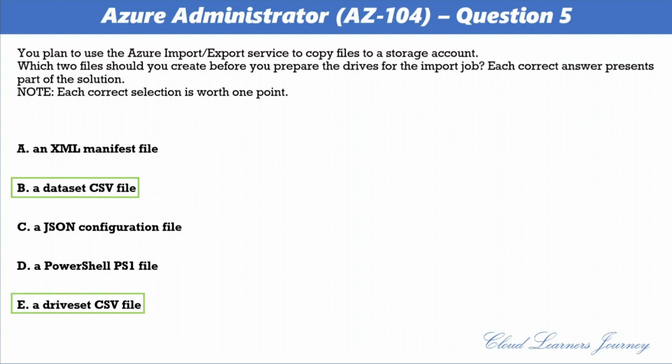Before the import job, you need to prepare the drives for the import/export, and then modify the dataset.csv file in the root folder where the tool resides. Depending on whether you want to import a file or folder or both, add entries in the dataset.csv file. After that, modify the driveset.csv file in the root folder where the tool resides.